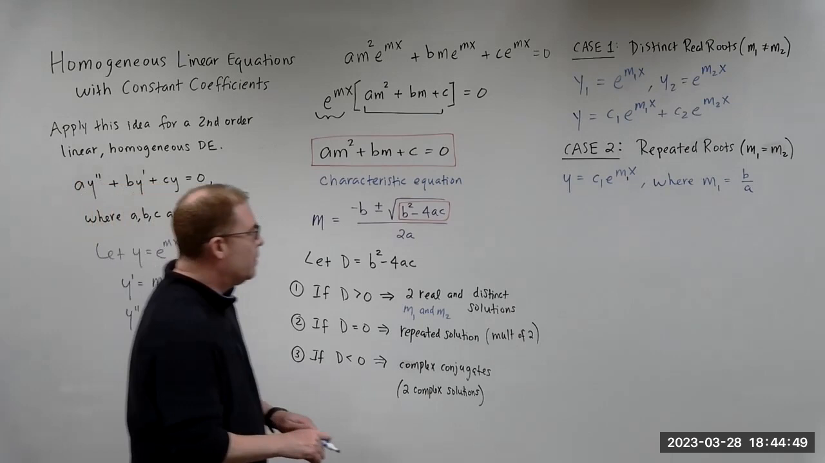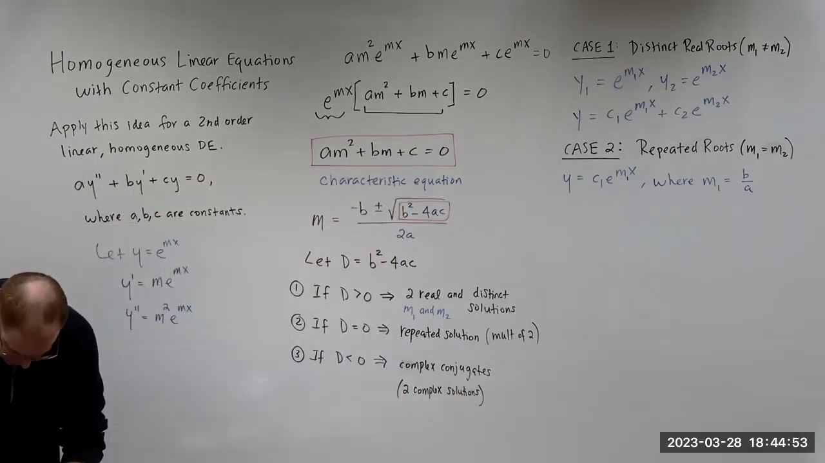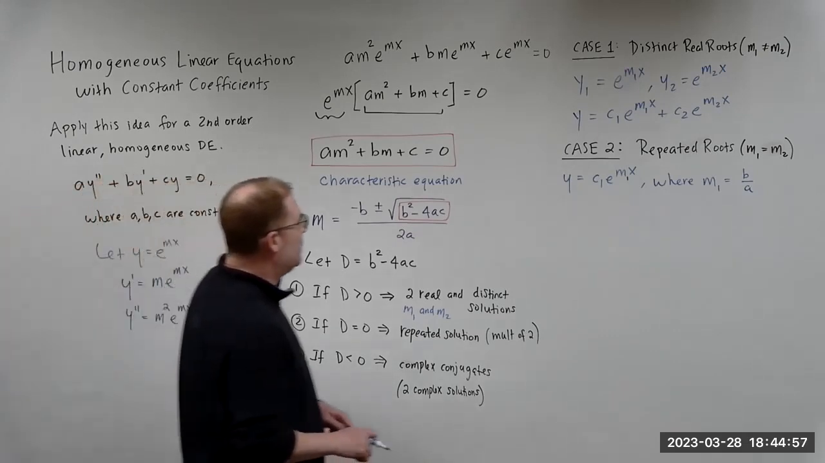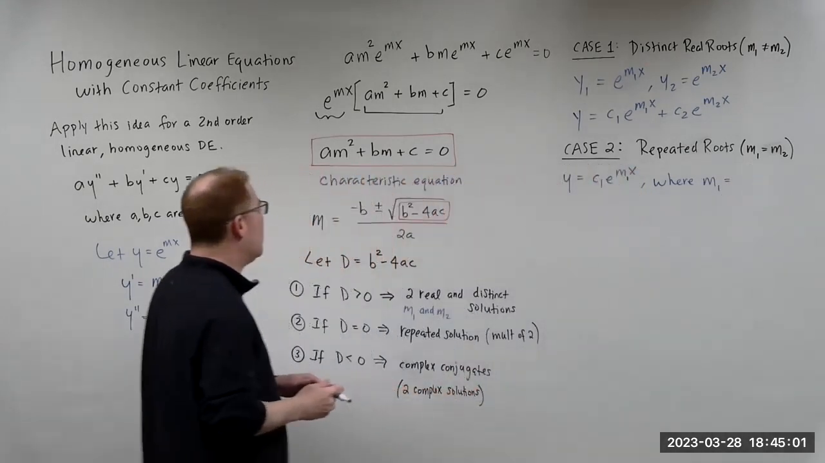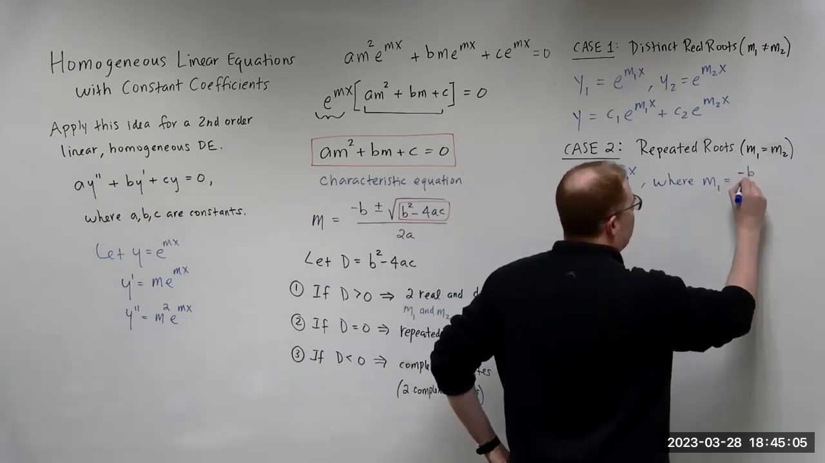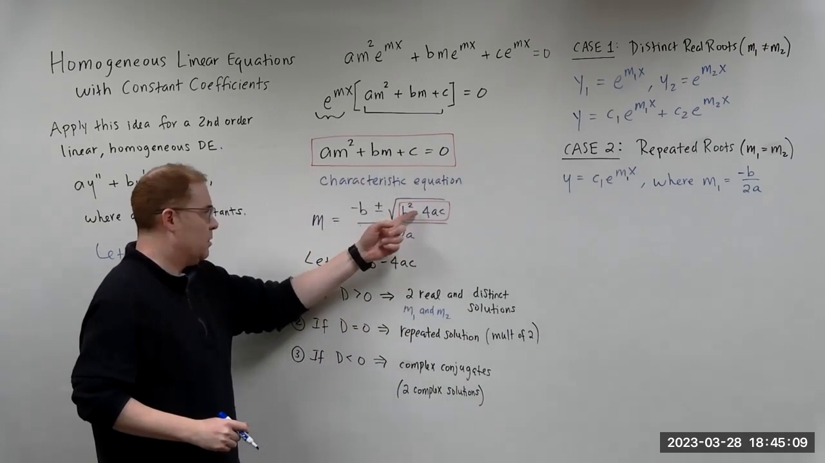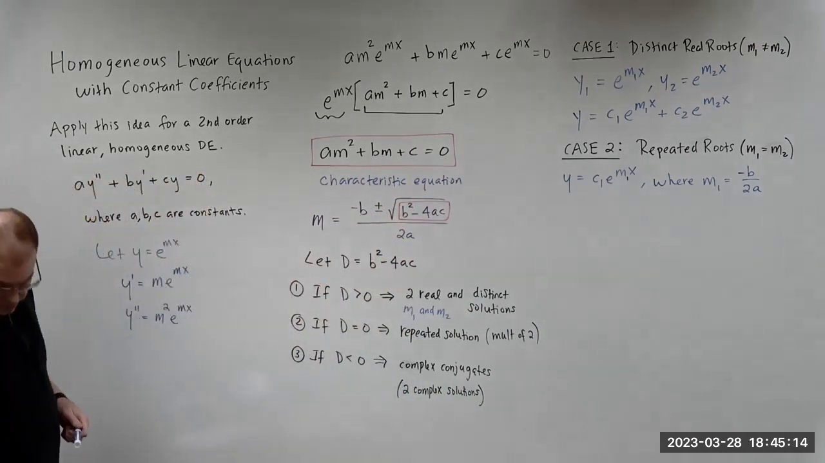M1 is, okay, so let's see. Let me double check on that. Actually, M1, let's be careful here. It's not B over A. M1 will be, sorry, minus B over 2. Again, because we're assuming that the discriminant is 0, so we get minus B over 2.